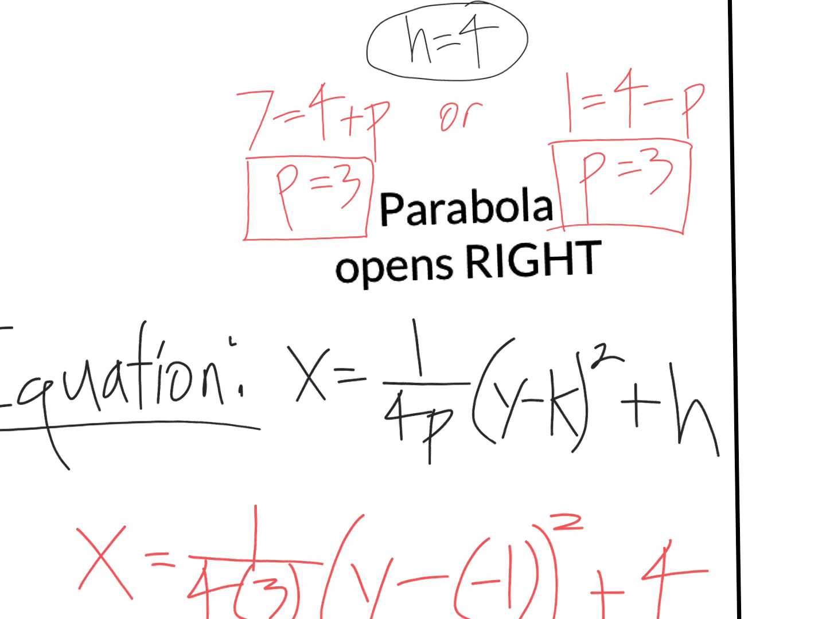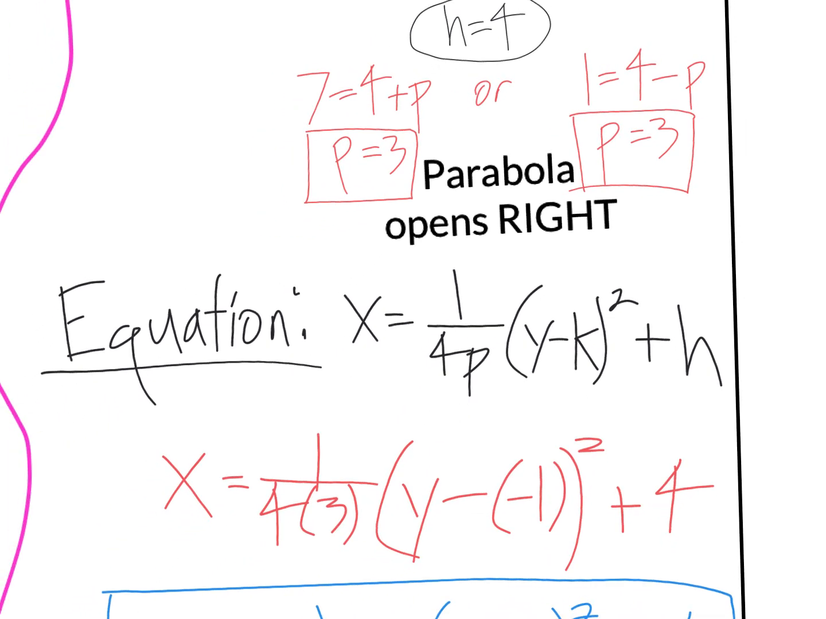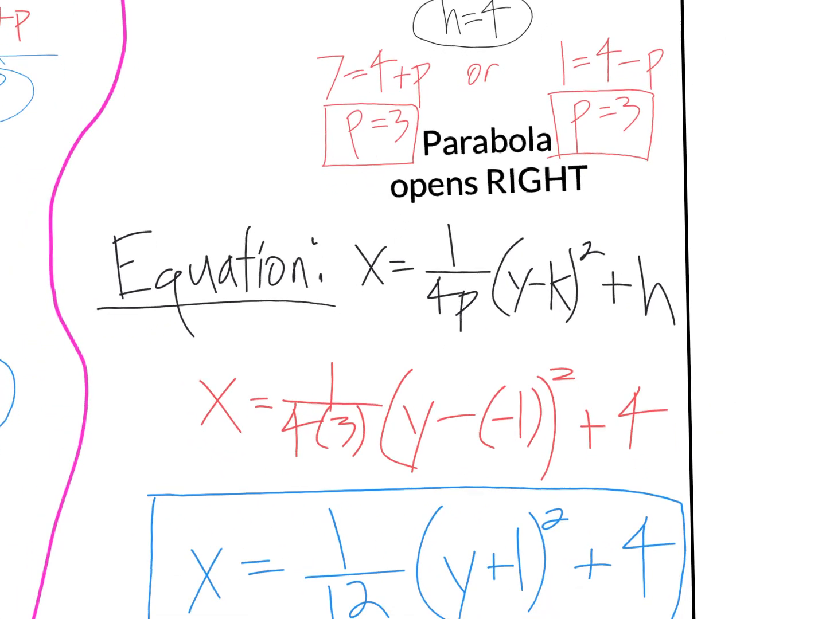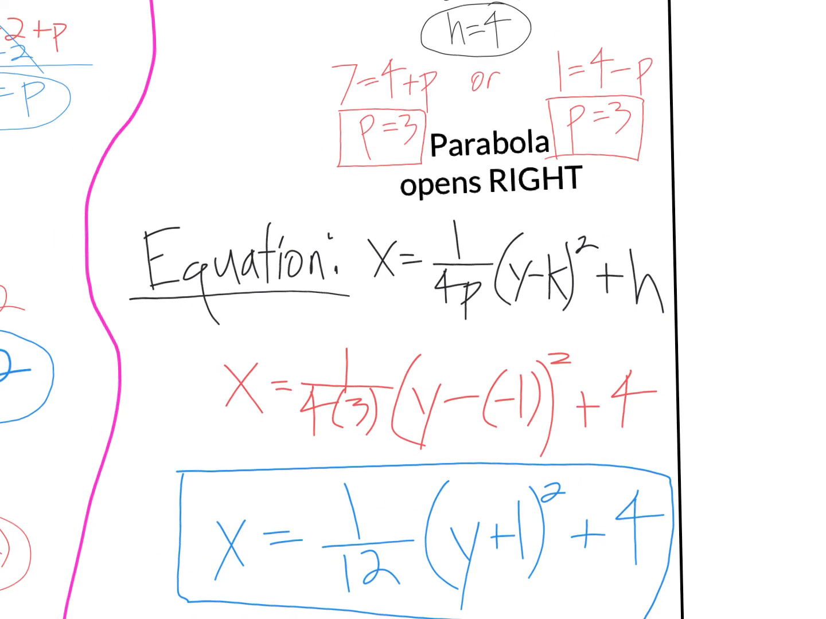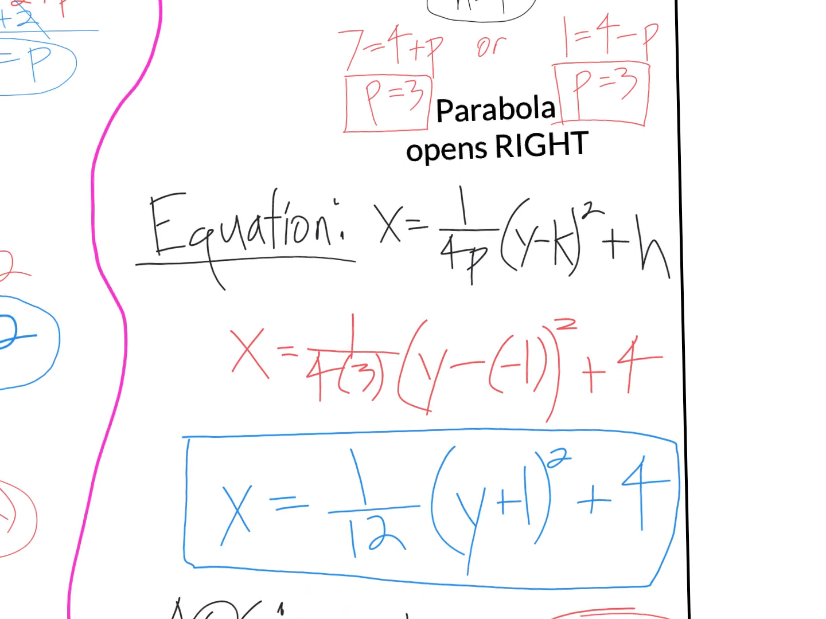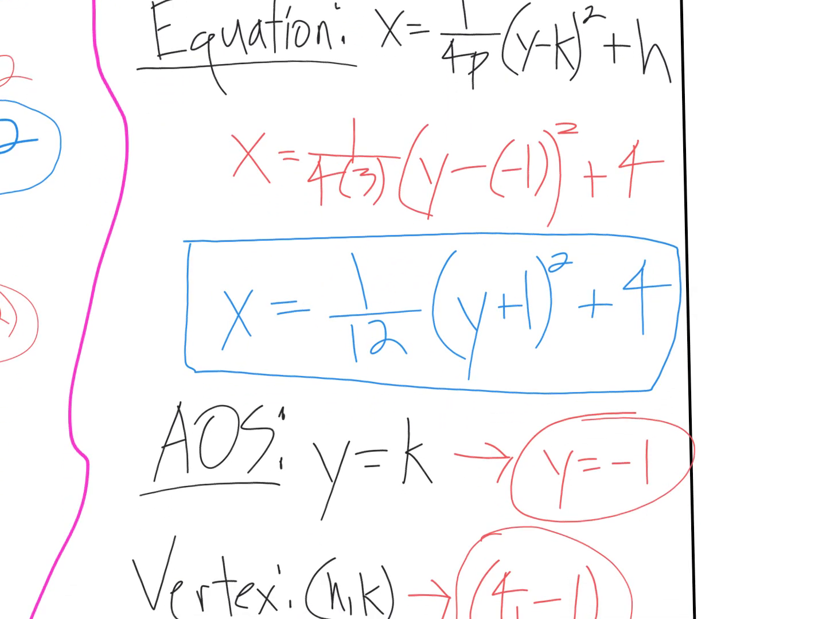Okay, so the next thing I did was make my equation. Here's my formula for the equation: x equals 1 over 4p. P is 3, so 1 over 4 times 3 turns into 1 over 12. And it says y minus k squared. K was -1, so if you minus a -1, it turns into +1. And then add h at the end. H was positive 4, so it ends with +4. Then my axis of symmetry, that formula is just y equals k. Well, k was -1, so that's where the axis of symmetry is.